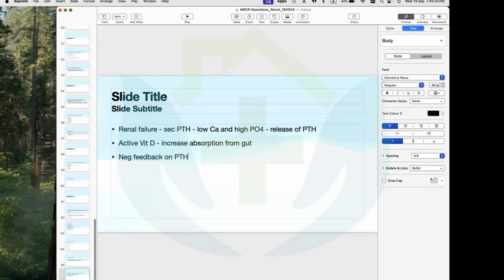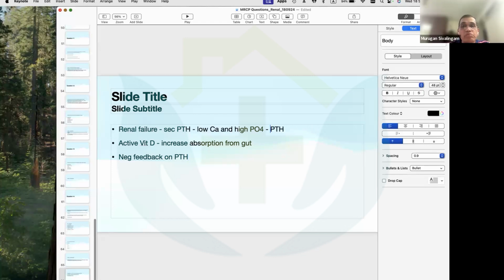So that is why in renal failure you have low calcium, high phosphate, and low active vitamin D, all together leading to increased PTH levels. Does that make sense? So basically, in secondary hyperparathyroidism, you have a low calcium, high phosphate, and a high PTH.